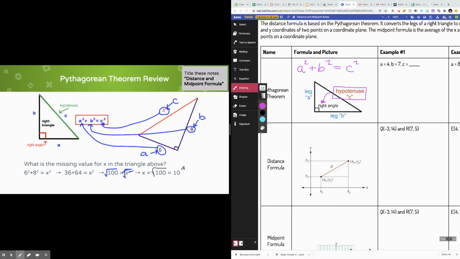So remember, when you take the square root of something, when we're in geometry, for the most part, those are always going to be positive because we're usually talking about side lengths or distances, which, if you remember from last week, always have to be positive.